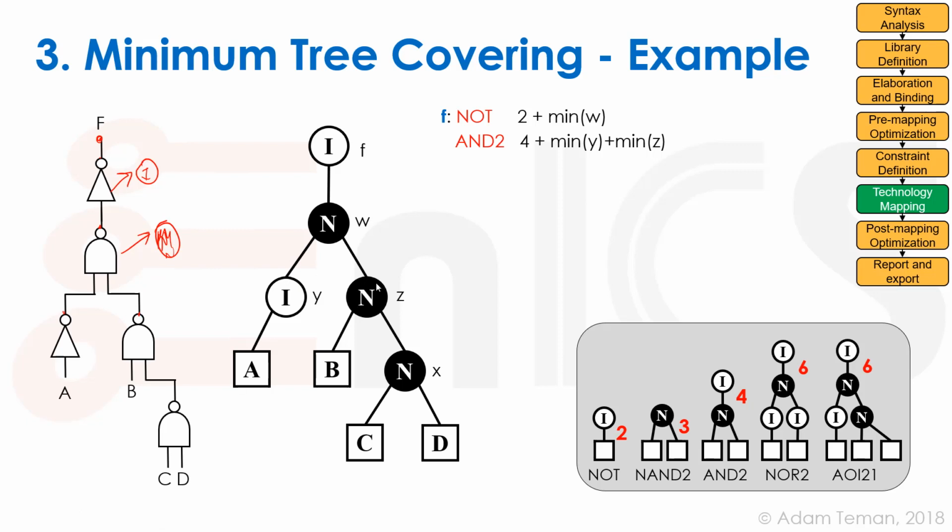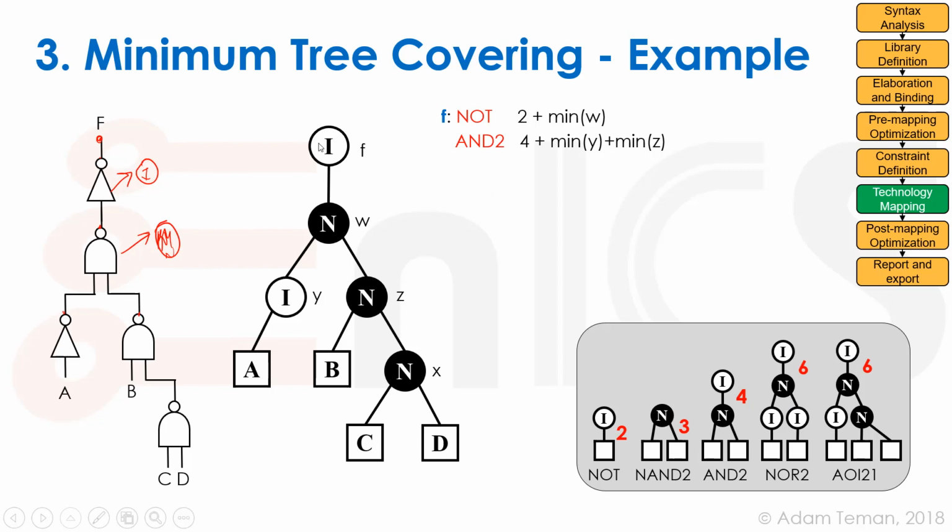Okay, so that's another possibility we have. What other possibilities do we have? Could this fit? Let's see. It's an inverter that goes into an AND gate, and it has on one side an inverter, the other side an AND gate. That does not fit a NOR 2. So we can't use the NOR 2, but how about our AOI?